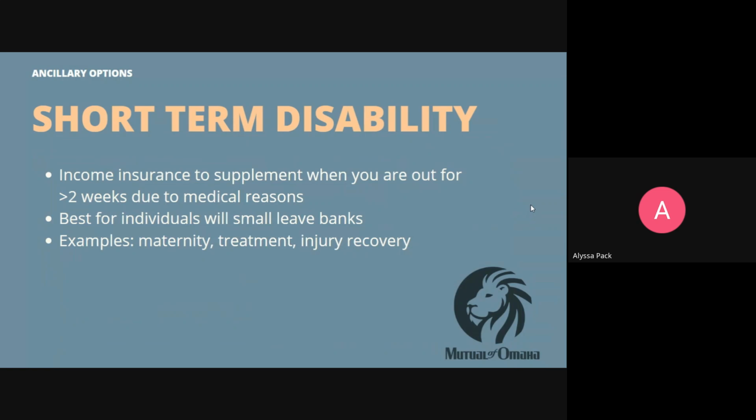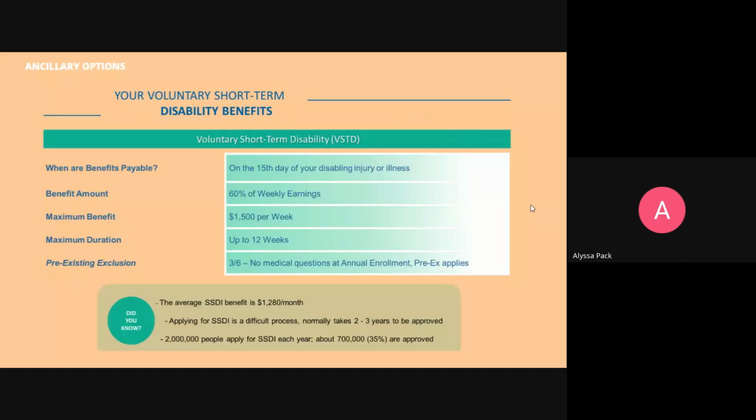Another insurance we offer is short-term disability insurance. This is income insurance, basically. It helps supplement your income if you're out of work for more than 2 weeks due to medical reasons. This is hugely helpful for individuals who have small sick leave and personal banks with the district. If you haven't been here that long and you don't have that much stored up, this can help supplement your income while you're at a loss of pay. Some main examples to utilize this are maternity, long-term treatment, a long injury recovery, or something like that.